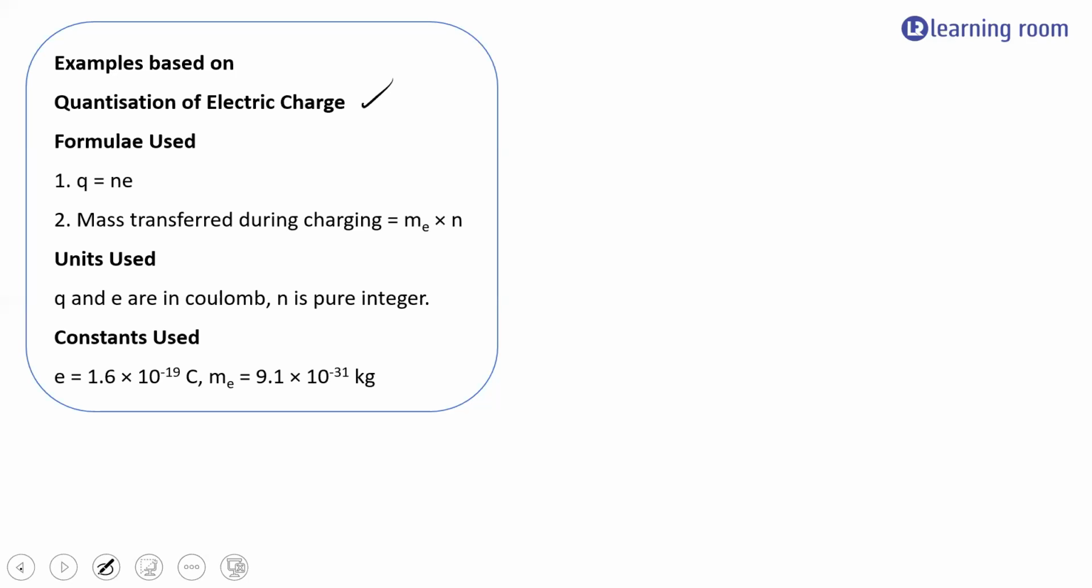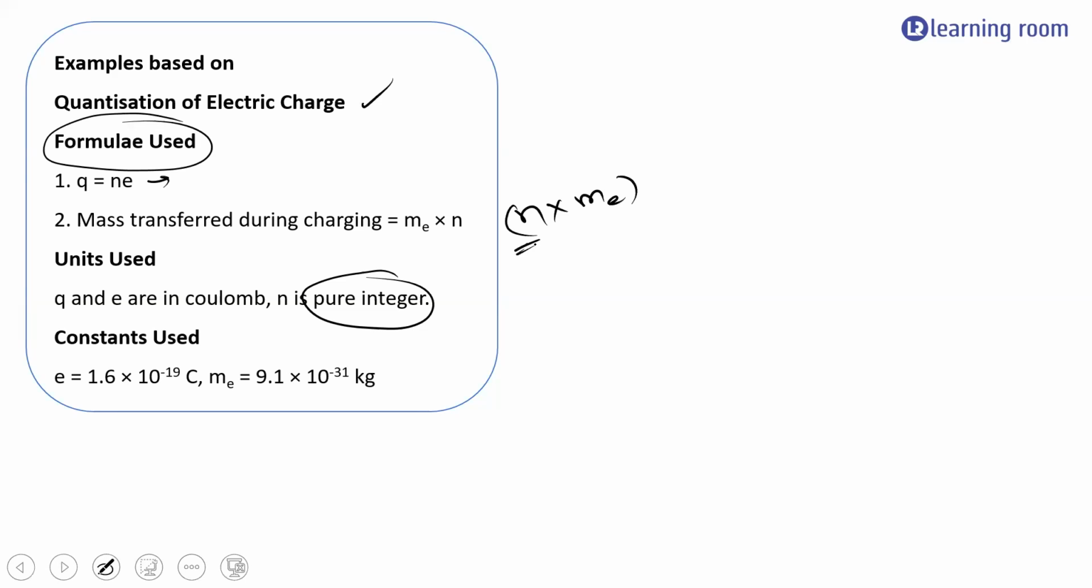So we are going to see some examples based on the quantization of electric charge. We'll see what formulas are used. So what are the formulas used, guys? Q is equal to N into E, where N stands for a pure integer. And when I talk about the mass, what is going to be the mass that will get transferred from one object to another? If I take one object and rub it against the other, there will be an electron transfer taking place from one to another. So how many electrons can get transferred? An integral multiple will get transferred, multiplied with the mass of each electron, is going to give us the amount of mass that has actually got transferred. Can I say that?